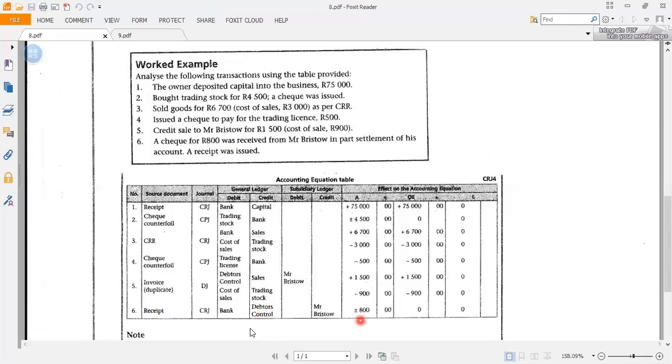So remember, bank is an asset. It's increasing. Because I'm debiting an asset, it increases by 800. Debtors control is also an asset, learners. When we credit an asset, it means minus 800. 0 under O, 0 under L. Okay, learners?